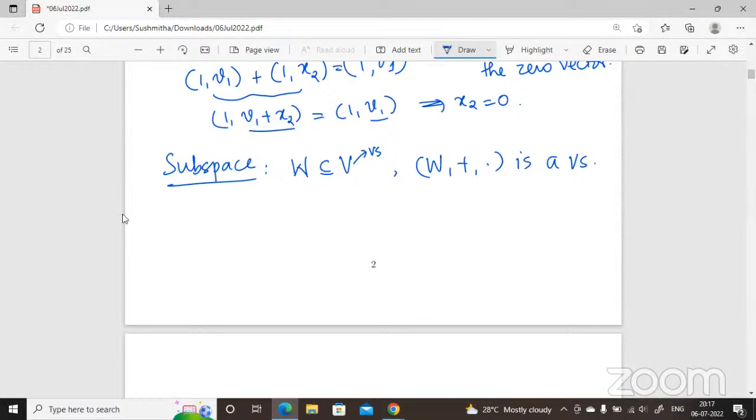When you talk about subspaces, you're talking about the same plus and dot that is defined on V. Ma'am, it doesn't need to satisfy all the properties of a vector space, right? It should, because it is a vector space, it should satisfy all the axioms.